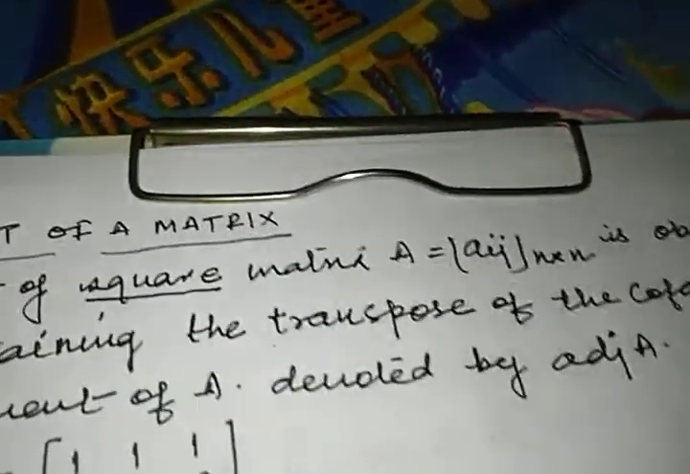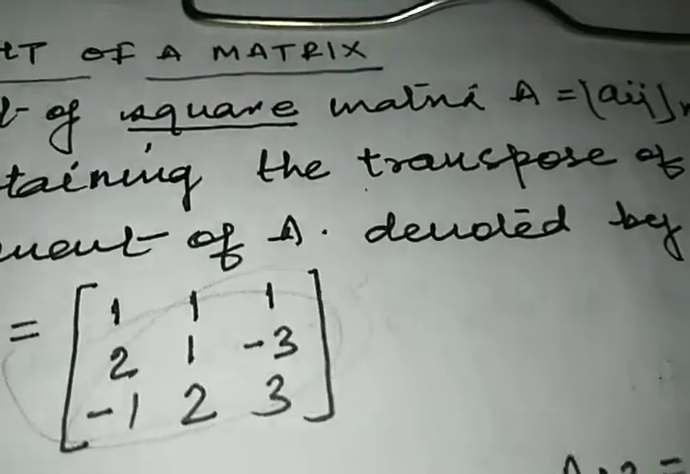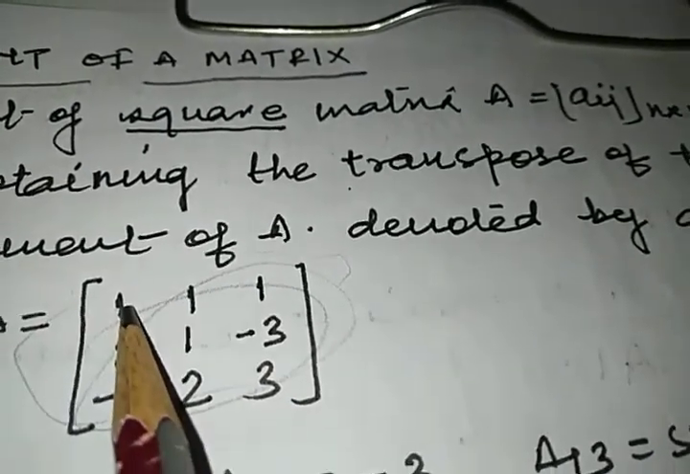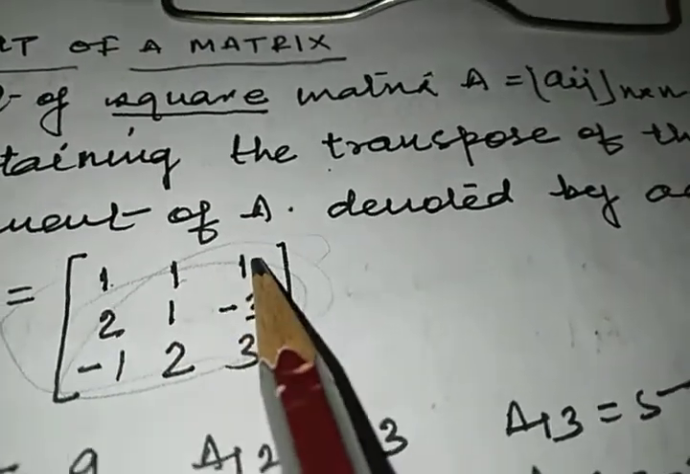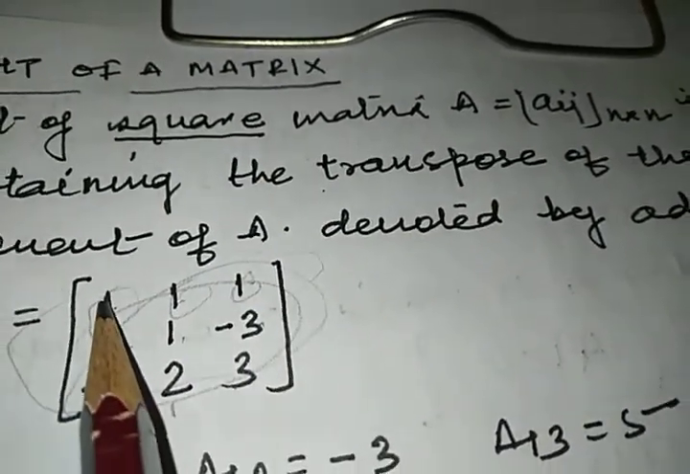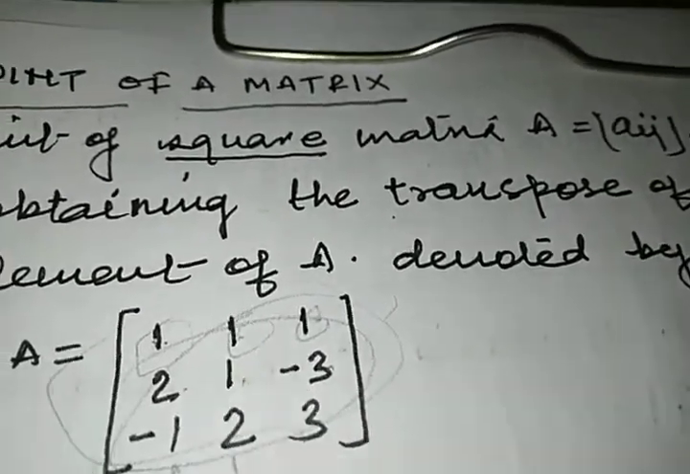Suppose this is a matrix you are given. Then you find the cofactors of every element. Find the cofactor of this, this, this, and this, all of them, and place their cofactors here only at their places. Means capital A11 will be here, capital A12, capital A13. Place their cofactors. So that will be known as the cofactor matrix of A.